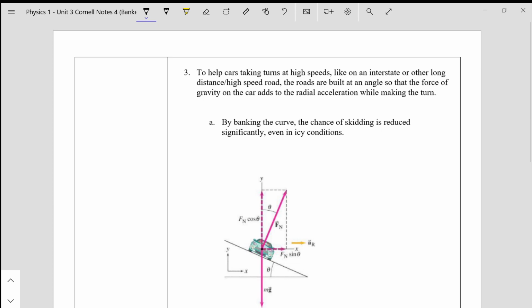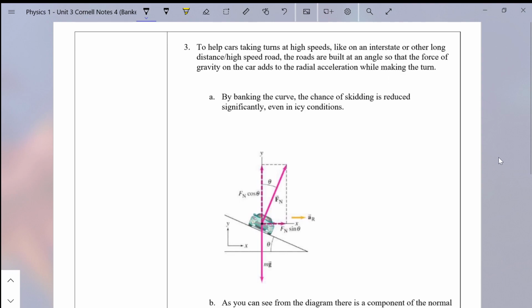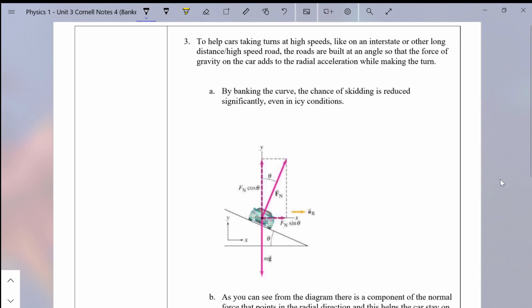Okay, and so we've gotten to the point where we can start talking about banked cars or banked curves. Now, when you're on, say, an interstate, you might notice that the road is at an angle from horizontal. And this is because we want to help the car go around a curve and give it that radial acceleration due to gravity. If you look at this diagram here, we have a normal force that's pointed in the x direction that will provide our radial acceleration. And then we have a component that is in the y direction that will counteract our force of gravity.